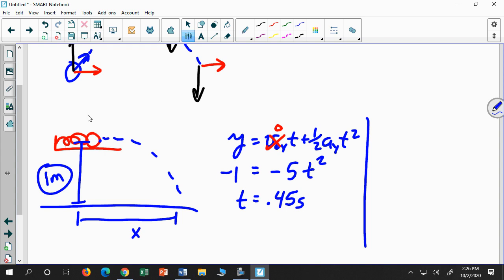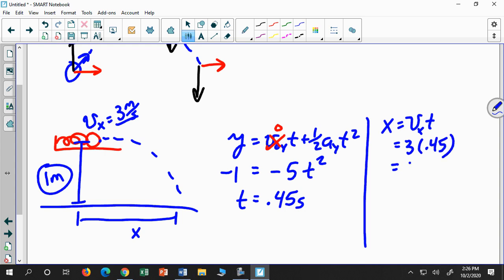And then if I want to know what the x value is, well, a couple of different things I could do here. I could tell you what Vx is. I could tell you that Vx is, I don't know, 3 meters per second. And if I wanted to know x, then I could say that x is equal to Vx times t, which is 3 times 0.45, which is what, 1.4 meters?